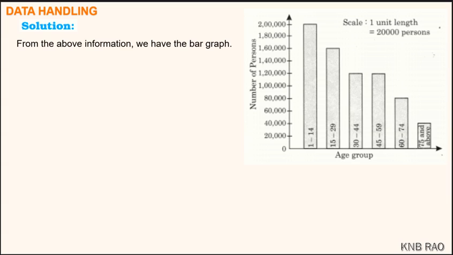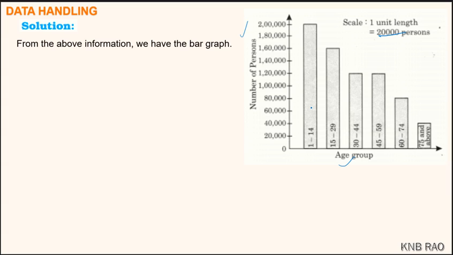Here is the graph having 1 unit as 20,000, and we have drawn a vertical bar graph where the bars are parallel to the vertical axis, with the number of persons on the vertical axis and age groups on the horizontal axis. So, for 1 to 14 years we have 2 lakh people. If you want to find out how many units of height it should be, we need to divide 2 lakhs by 20,000, which gives 10 units. So, 10 units of height must be the bar representing age 1 to 14 years.